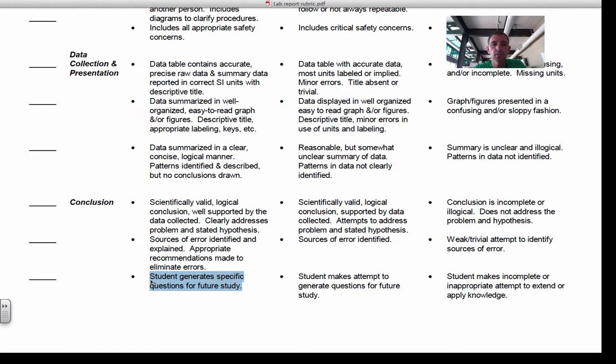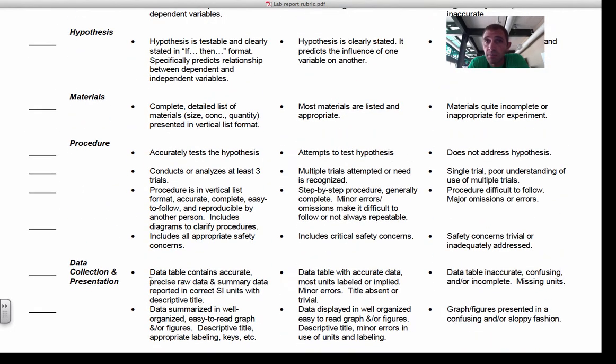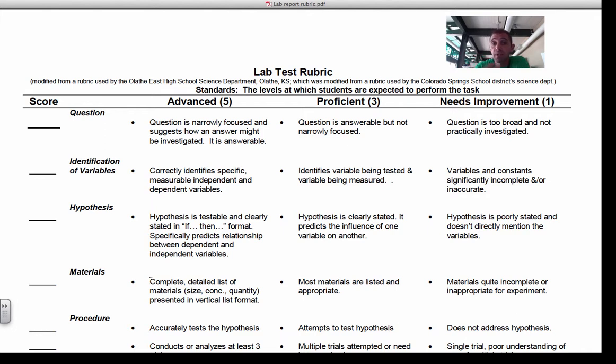You also need to include specific questions for further study. So maybe, again, going back to the pH, if the isopods showed a preference for a higher pH than normal neutral soil, then perhaps there's a sweet spot. Perhaps there's a particular pH that they would want, something that was more acidic but not too acidic. So you could phrase your questions in that realm.